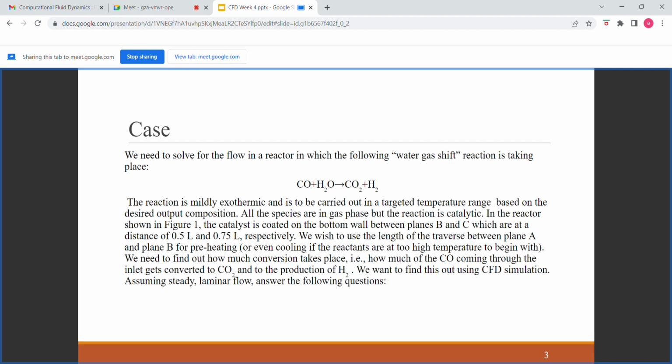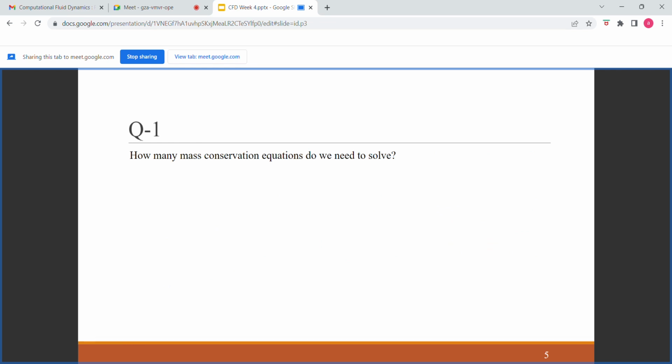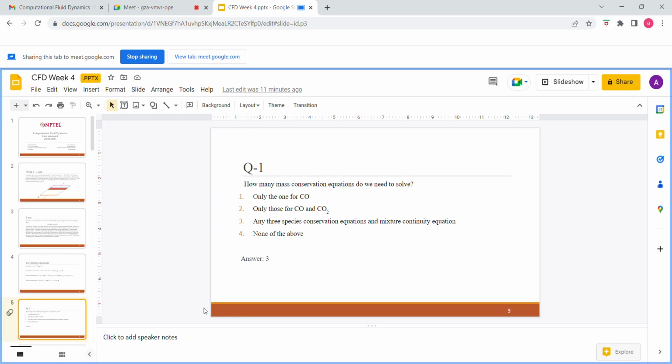If the reactants are at a lower temperature, they are preheated. If the reactant gas is preheated and sent inside, initially the temperature would be increasing till planes B and C, after which it would remain constant. So these were all the questions that were covered in this session.